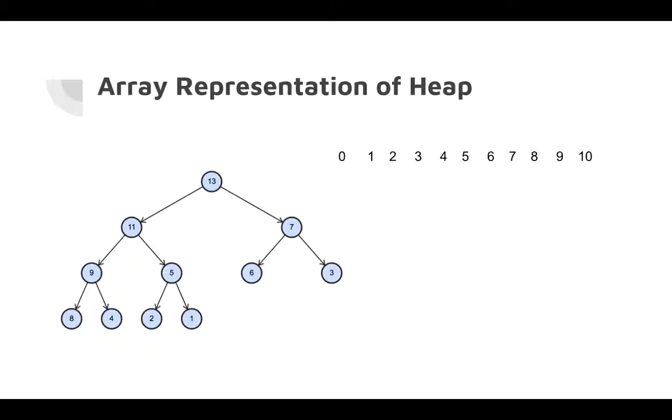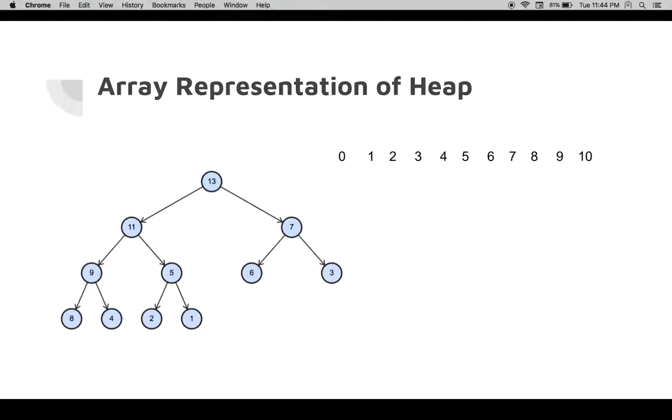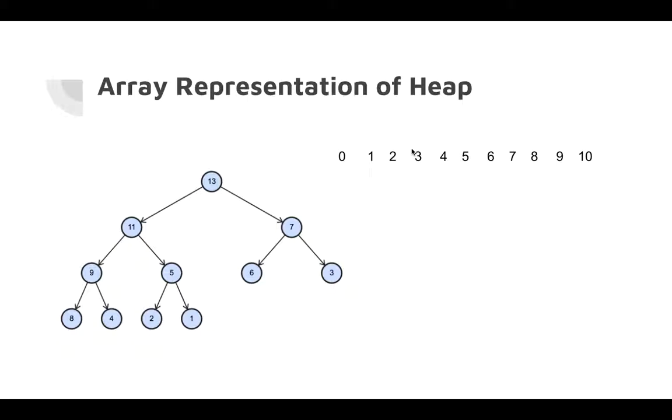representation of heap, which is array representation. So basically heaps are represented in the form of arrays. So as you can see, this is a max heap, as all the parents are greater than its children, and there is an empty array whose indexes are represented by these numbers. So we will represent this heap by this array.